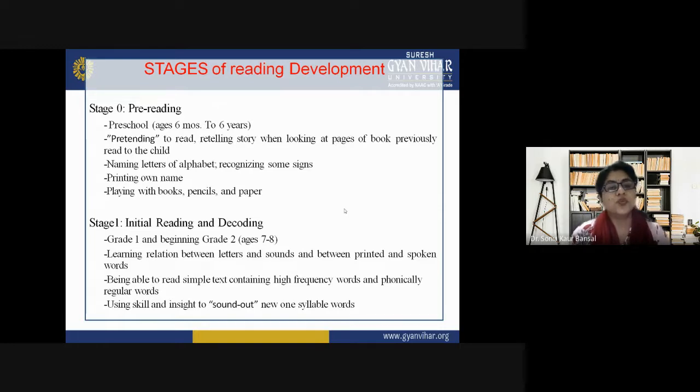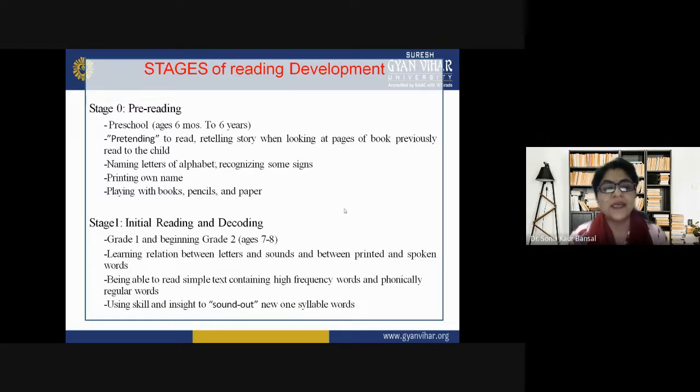Then stage 1 comes up. This is the wonderful age when the pre-reading stage is here. The child enjoys it actually. This kind of seed is being sown. So this is how this stage moves to stage 1. Now, initial reading and decoding. This is for grade 1 and beginning grade 2, ages 7 to 8.